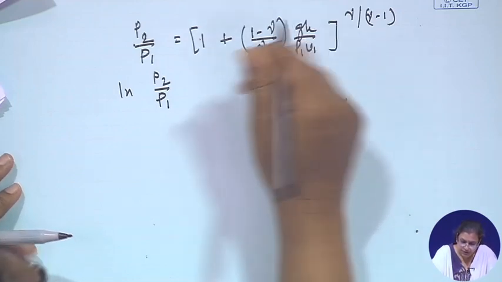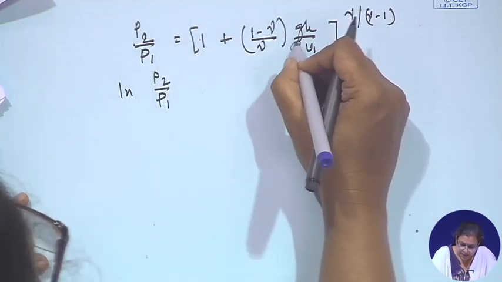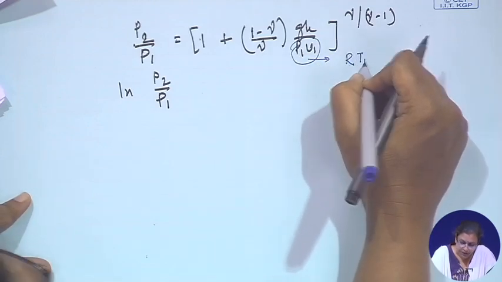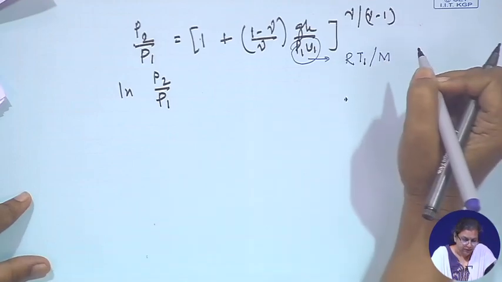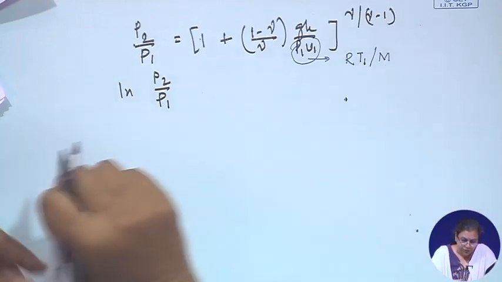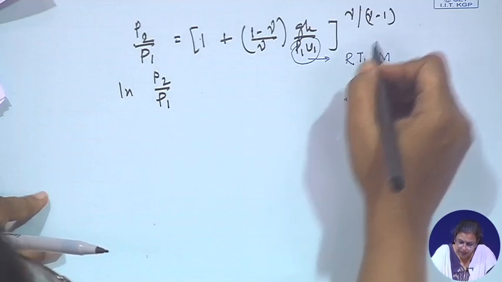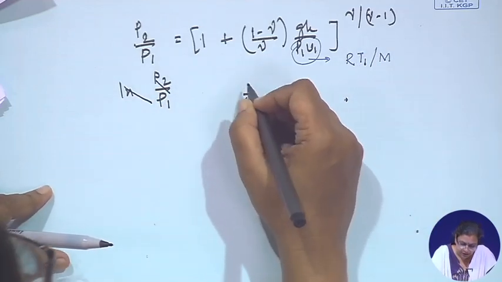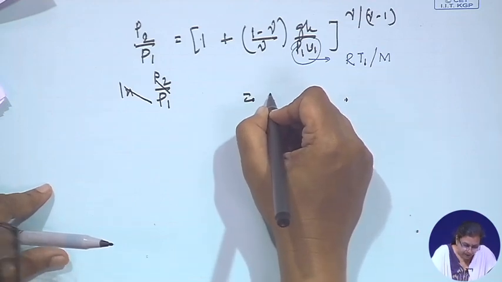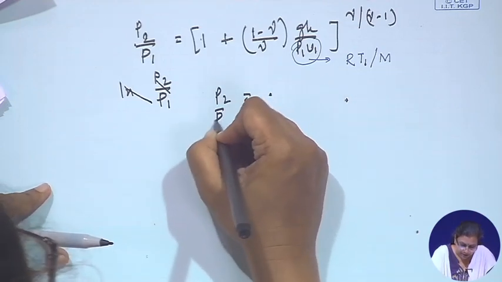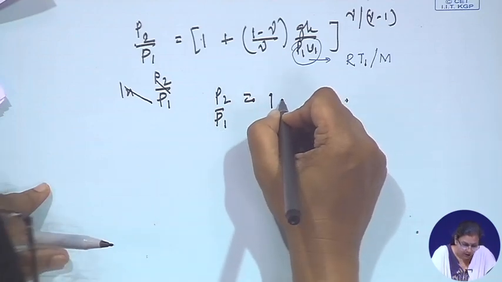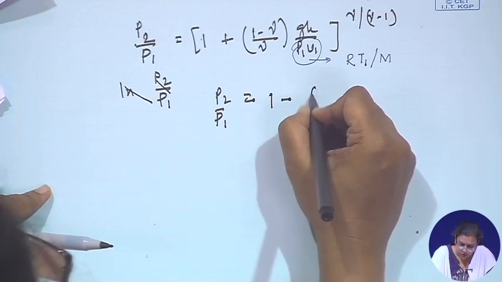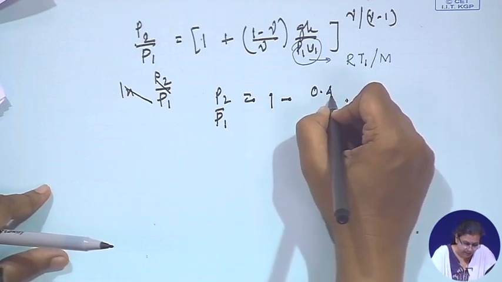Now, just like I had done in the previous case, instead of P1 V1 I can substitute it with RT1. For 1 mole this is going to be RT1 by M, and therefore, I can very well write this down as P2 by P1 equals, substituting all the values, 1 minus gamma is 0.4 because gamma is 1.4 as it is mentioned.